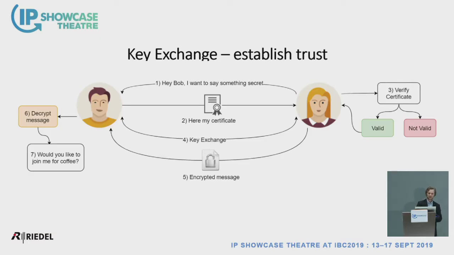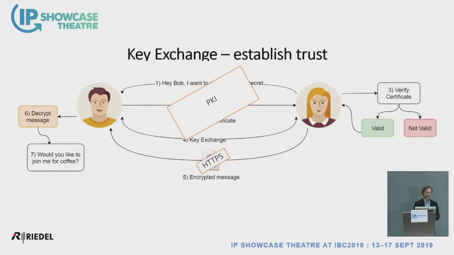Key exchange, establish trust. So why do you do that? Imagine you have a conversation and you want to say something secret, but you cannot see the person. Of course, then the other person has to identify, here's my certificate, and you can validate. You have used that in voice over IP for a long time, and this is how the TLS encryption works. The top part is called the PKI, the public key infrastructure, and then the encrypted message is commonly known as HTTPS, and TLS is the encryption scheme.